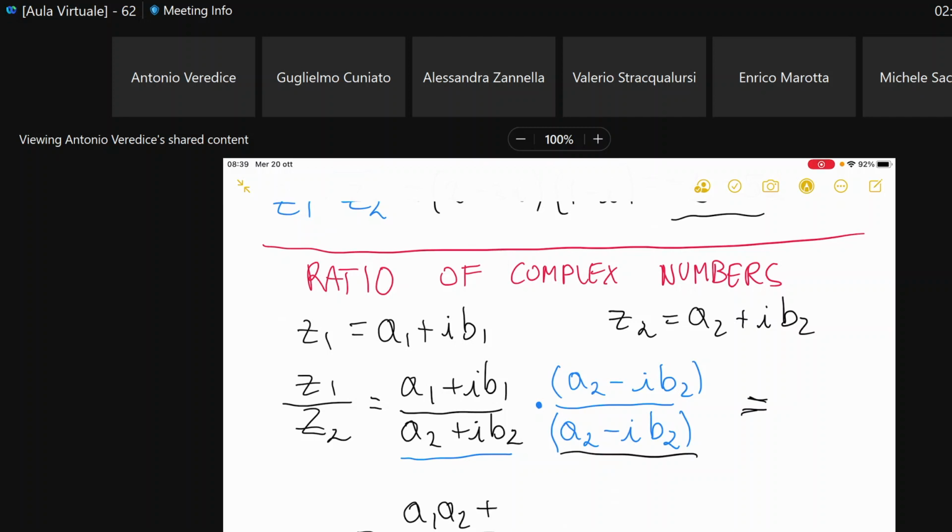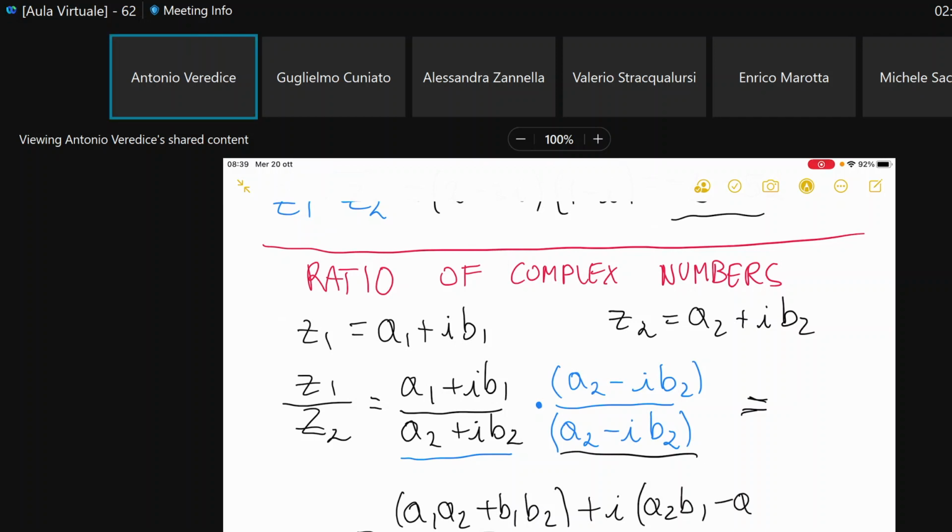Okay, so plus B1, B2. That's the first part, the product of the two numerators. And what about the second part? We have I B1 A2 minus I A1 B2. So plus I times (A2 B1 minus A1 B2).